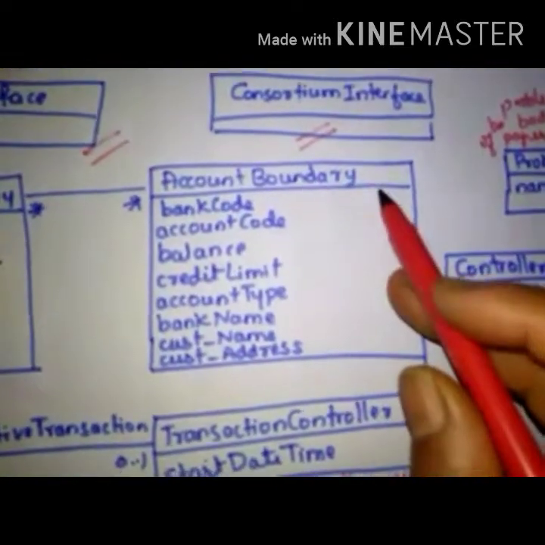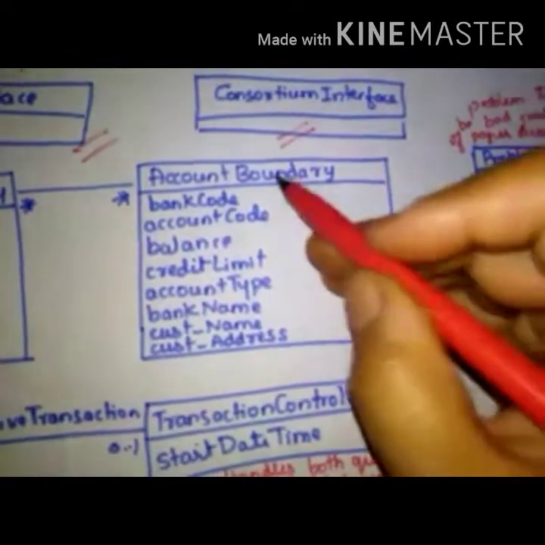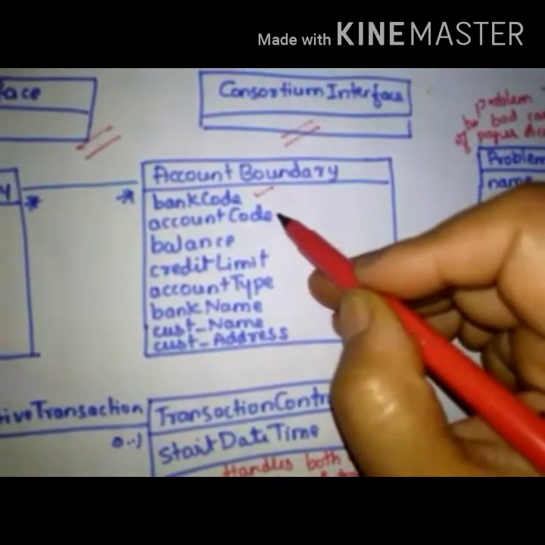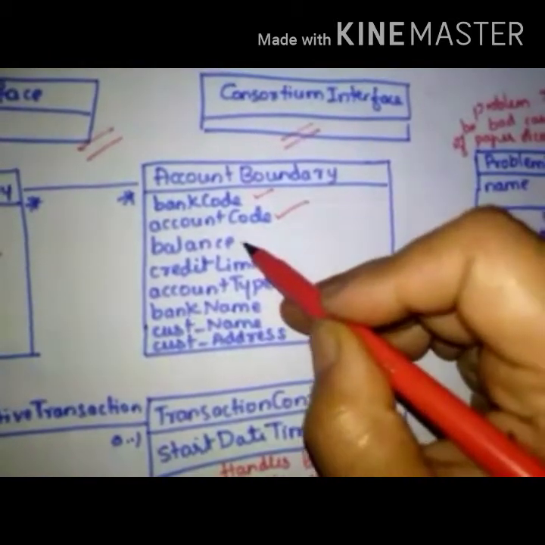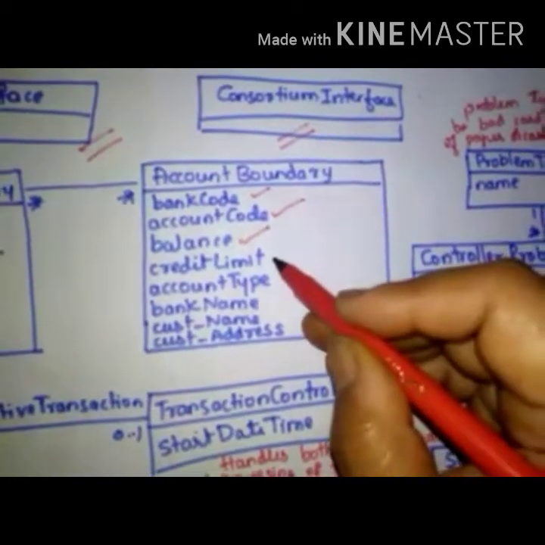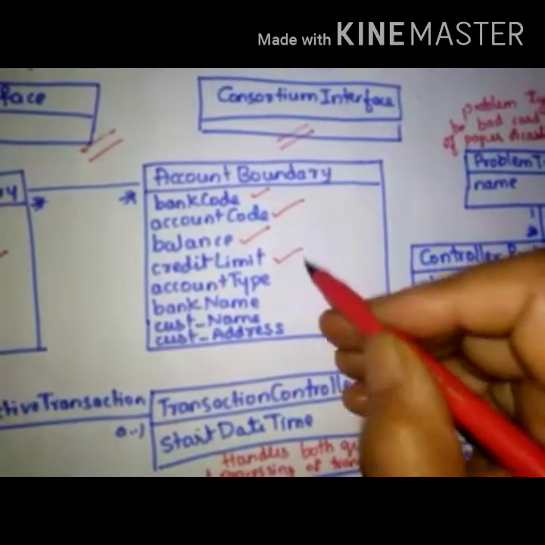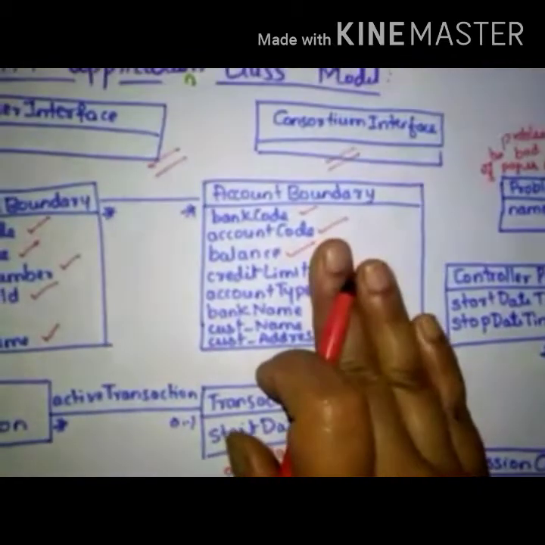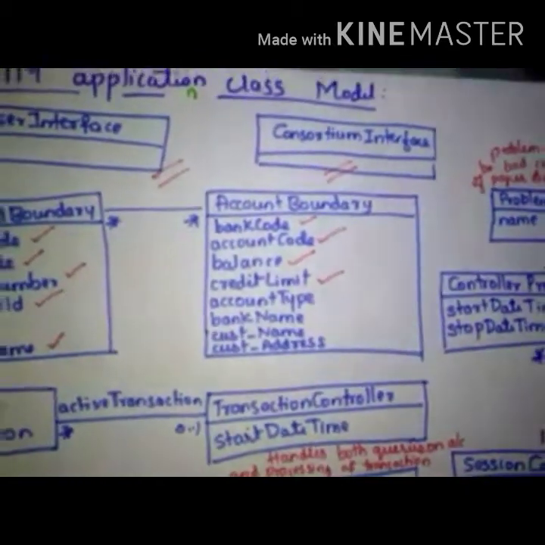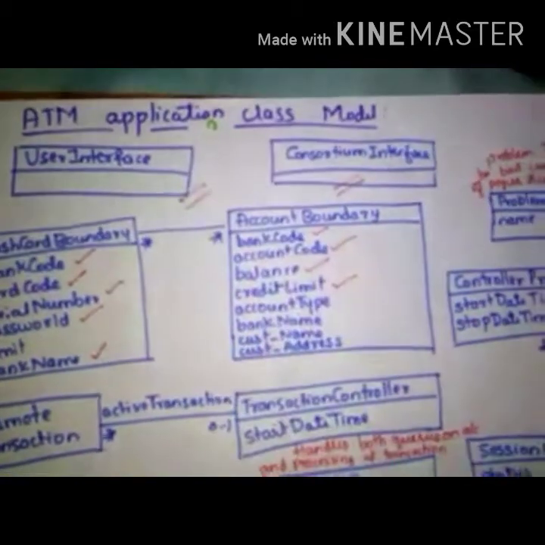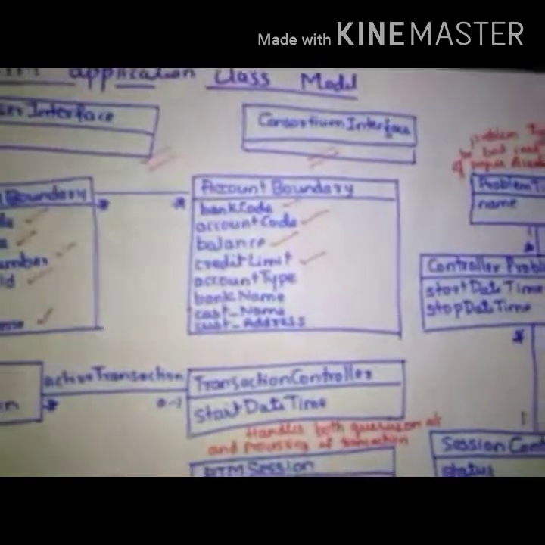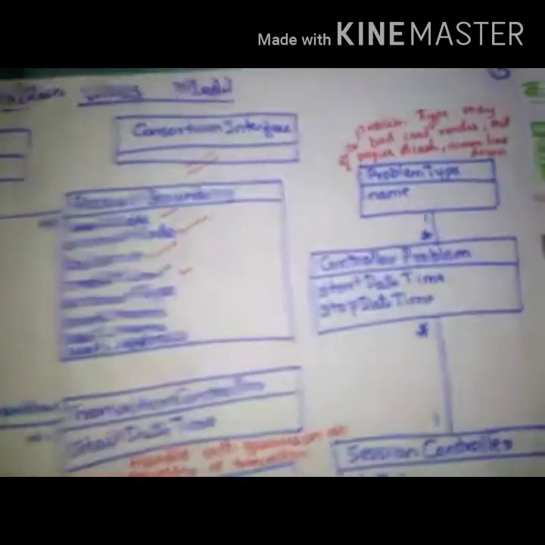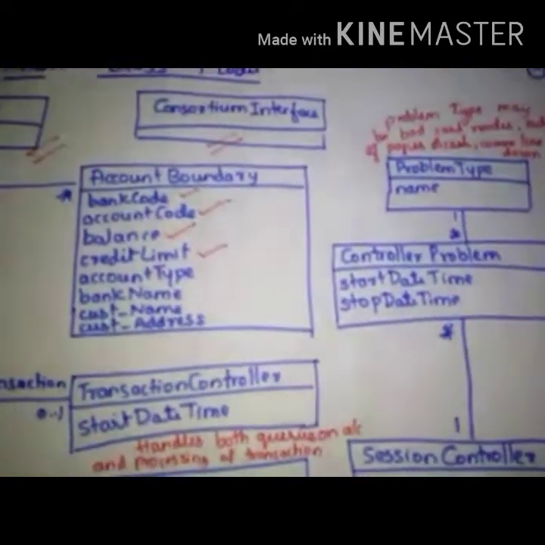Per day how much I can withdraw, what is the limit. Similarly with the account boundary, I have some details like which bank your account belongs to, what is the account code, how much balance is there, what is the credit limit on your account. So like this, it has many attributes or properties. So when this particular application class is modeled, let us look into some of the other classes here.